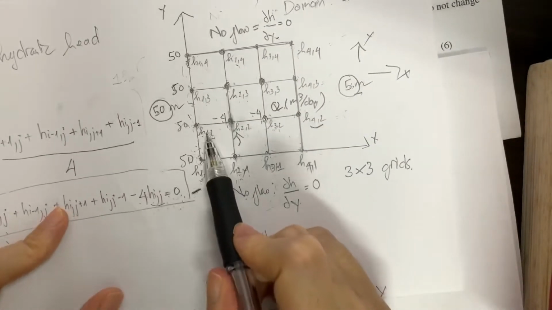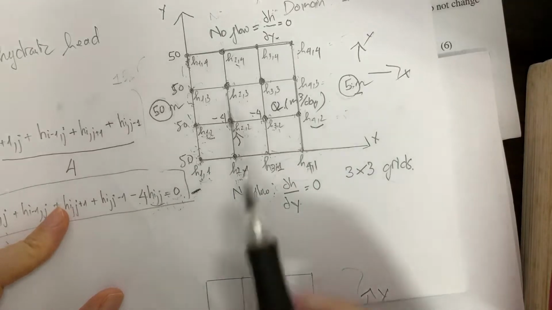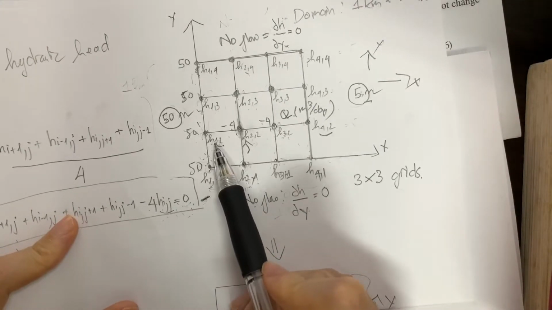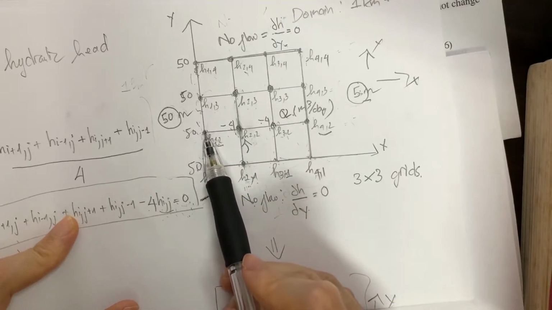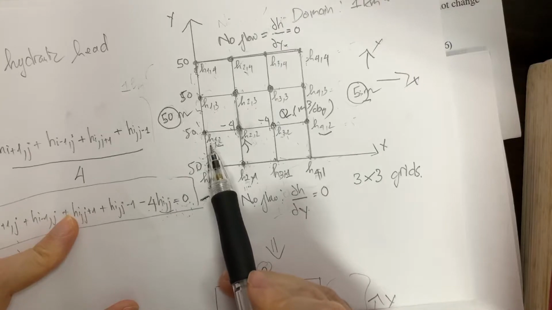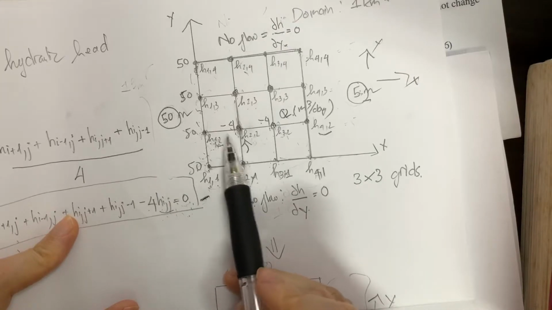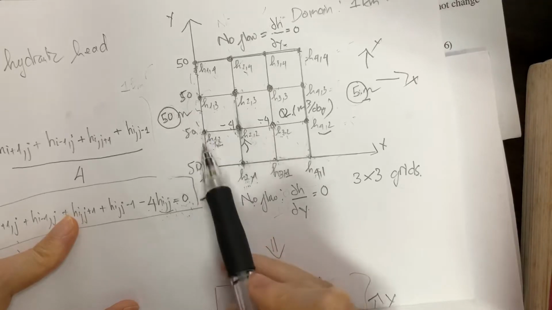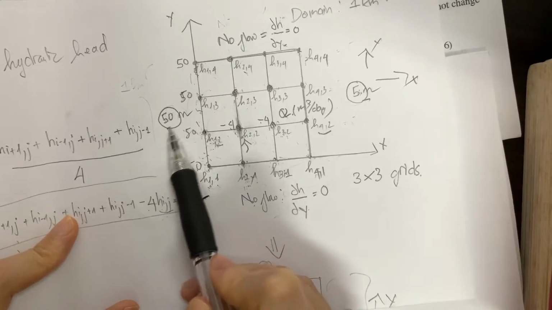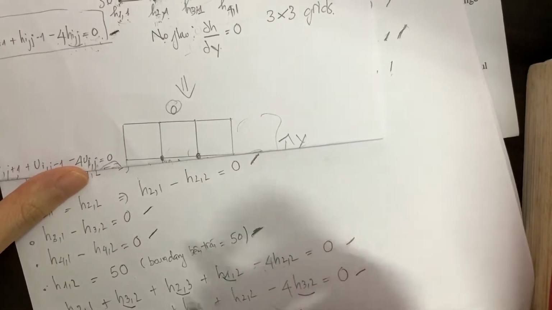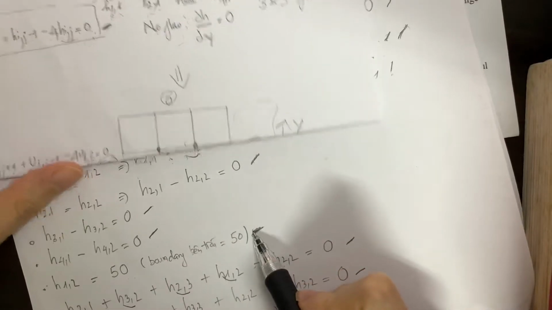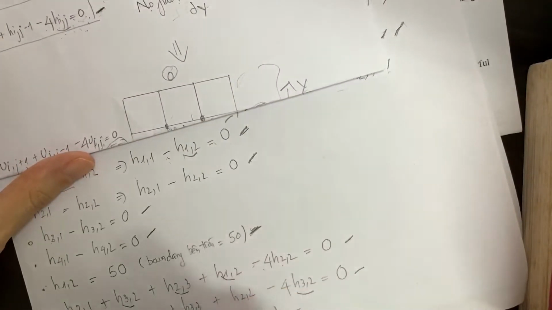And how about S12, what is it equal to? Just look at the position of S12: it lies on the boundary on the left. So it means that the value of S12 will be equal to the value of the boundary on the left. It will be equal to 50. So the equation of S12 will be S12 equal 50.